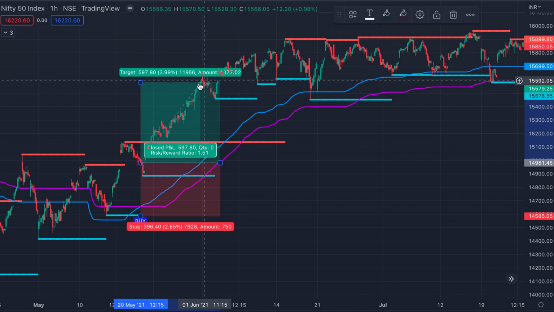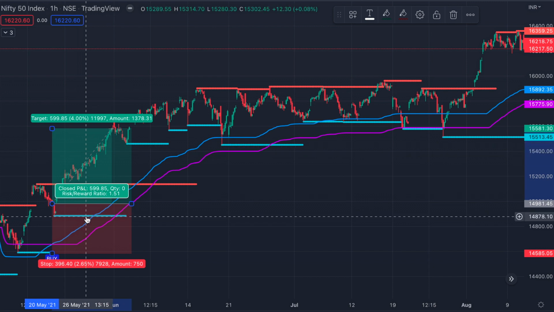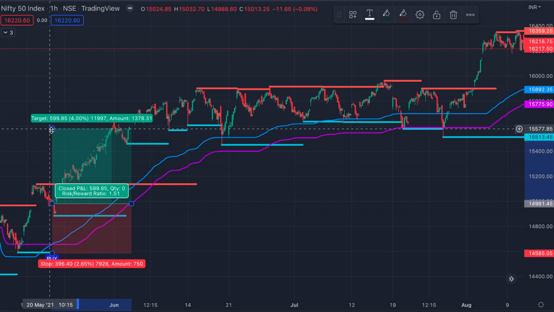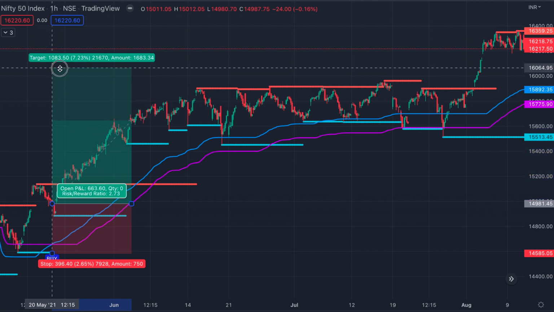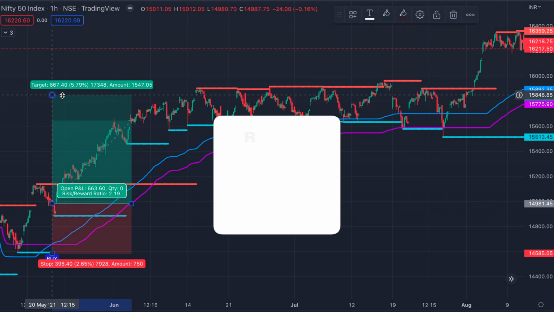Target attained right here. Now what you can do is you can keep the stop loss here, book partial profit over here, and then hold it on for the next level, which would be, let's say, a risk reward ratio 2, which is also attained.